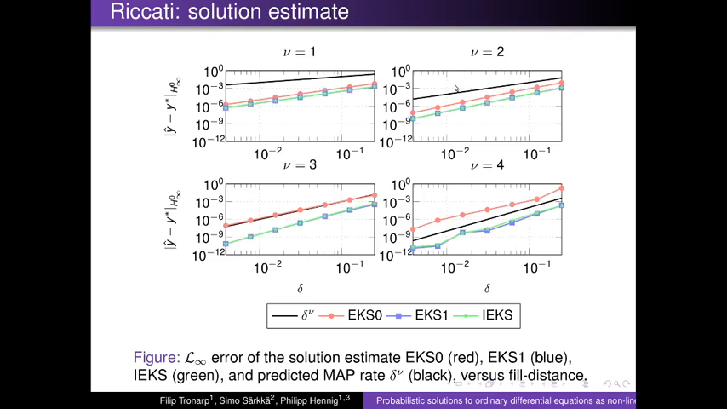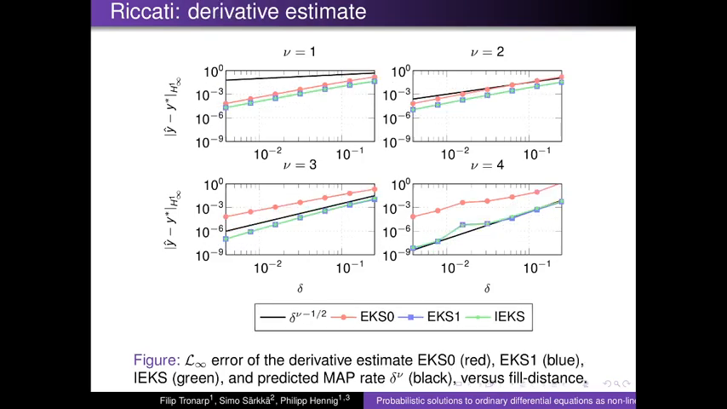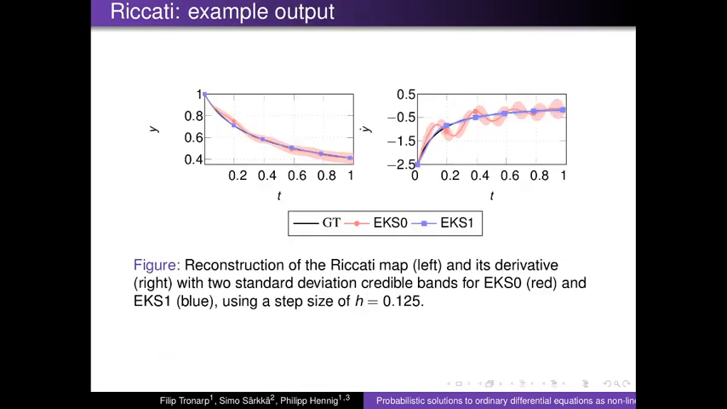And then here we again have the solution errors for the Riccati equation. The story is pretty much the same. We converge at least at the expected rate for the MAP estimate, but all the other methods seem to also do that. And the same is true for the derivative. And here again are some cool plots of solutions generated by these algorithms with confidence intervals. And here we're using a smoother prior since we're not doing linear interpolation for the derivative anymore.